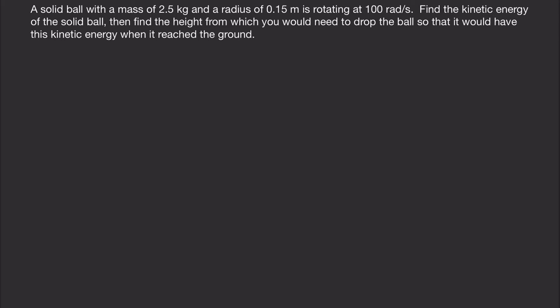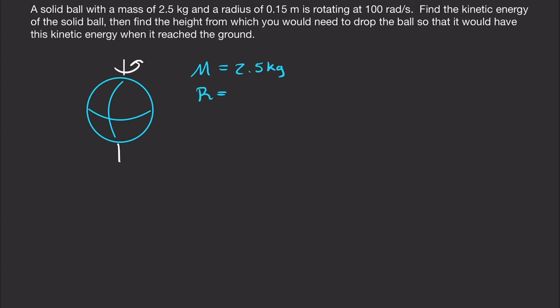Find the kinetic energy of the solid ball, then find the height from which you would need to drop the ball so that it would have the same kinetic energy when it reached the ground. So I'll start by just drawing again, just to get an idea of what's going on. My ball that's spinning has a mass of 2.5 kilograms, a radius of 0.15 meters, and an angular velocity of 100 radians per second.